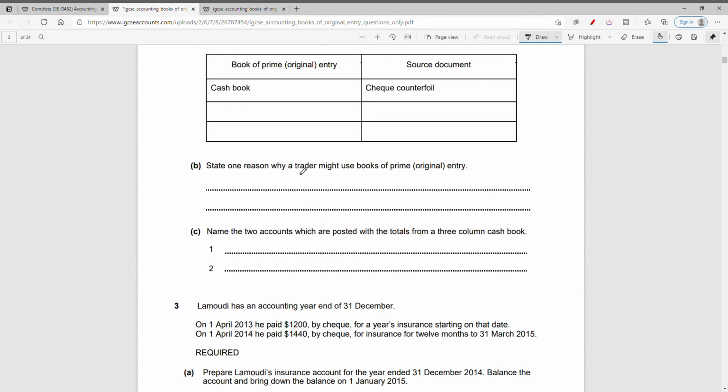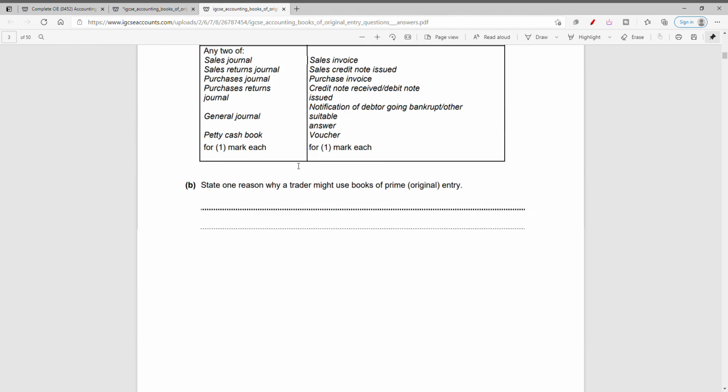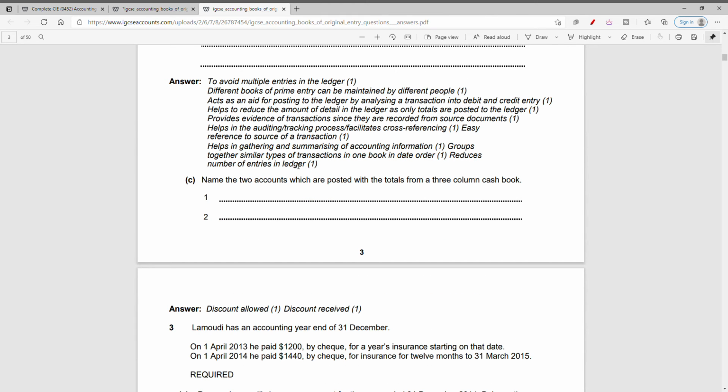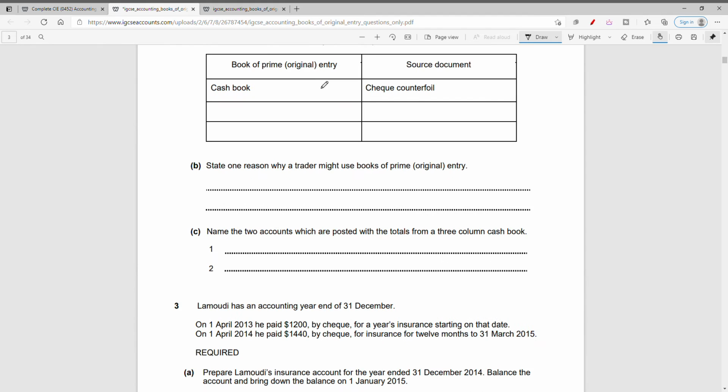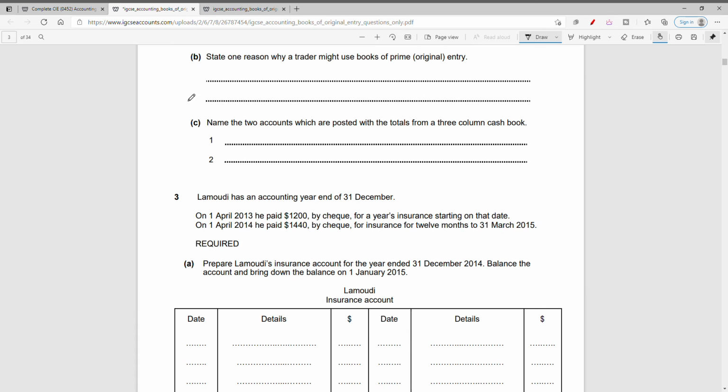One reason why a trader might use books of prime entry, again, there are many reasons: to avoid multiple entries, or you can say it helps with tracking or easy reference to the transaction, helps in tracking or cross-referencing accounts, and provides evidence for transactions because they're recorded on their source documents. All of that you can write in B.